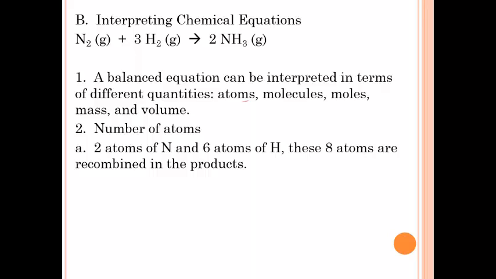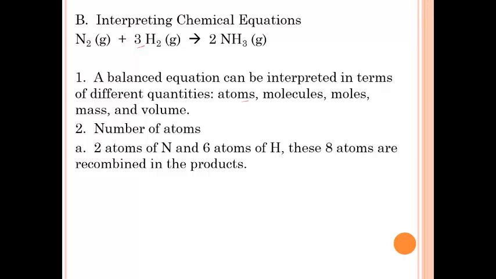So let's take a look at the number of atoms. We know that we have 2 atoms of nitrogen because it's N2. We have 6 atoms total of hydrogen, 3 times 2 in our balanced equation. And then that produces 8 atoms total.